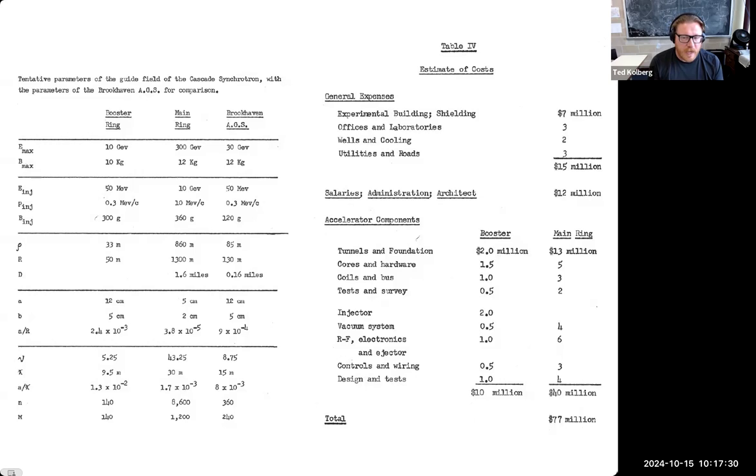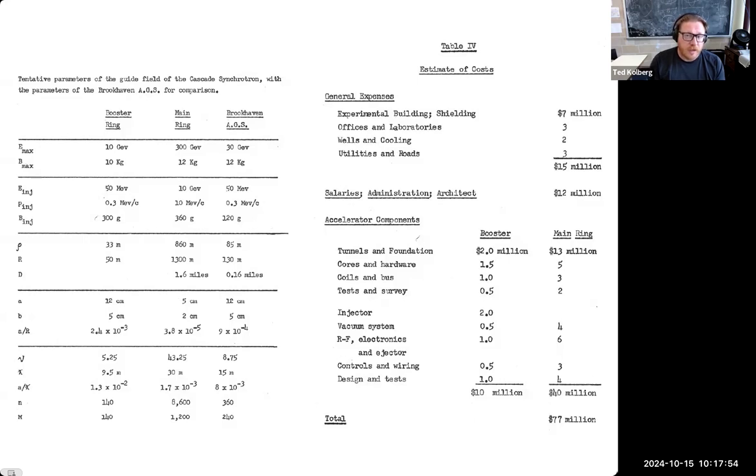But the spirit that you can achieve a good energy for a relatively reasonable cost by factorizing the problem into the so-called booster and the so-called main ring, that idea is going to persist, and that is how Fermilab and the eventual Hadron Collider at CERN that discovers the W and Z bosons will be made. And this is still the case, right?